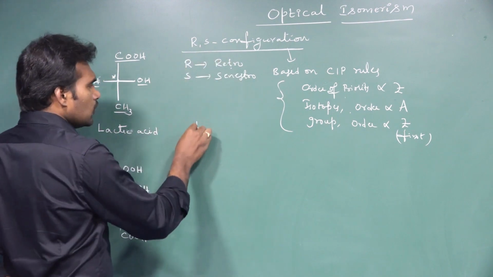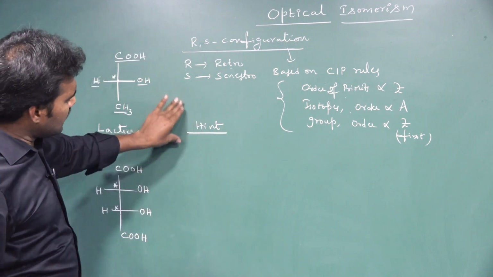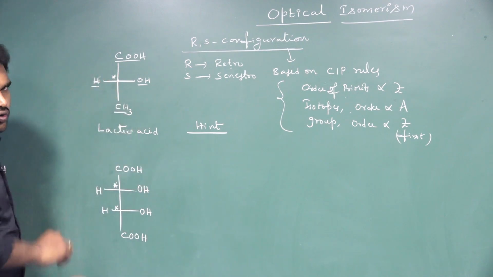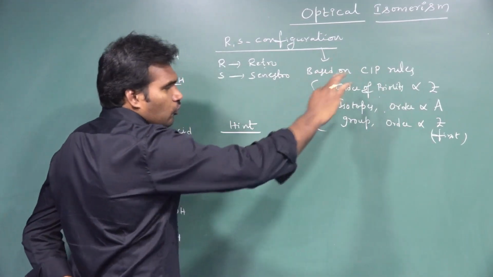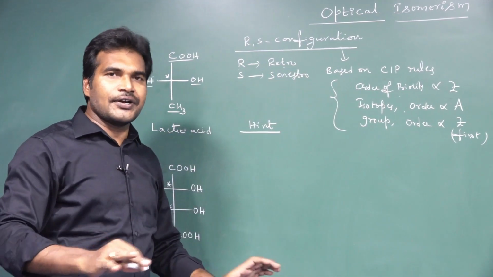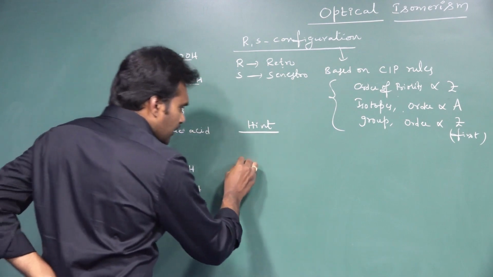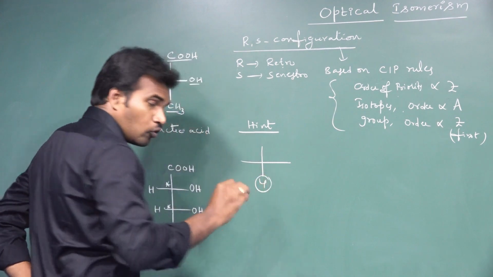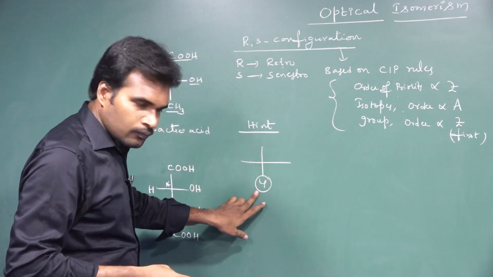Now, R stands for rectus, S stands for sinister. I'll give you a hint. By following this hint, you can easily tell whether the given carbon has R configuration or S configuration. After you give priority to the 4 groups by following the CIP rules, look at the fourth priority group, which is the last priority. It may be at the bottom or top, whatever it may be.